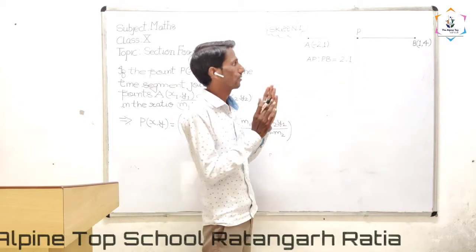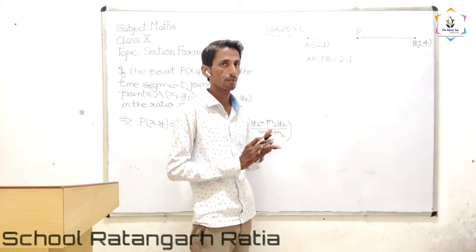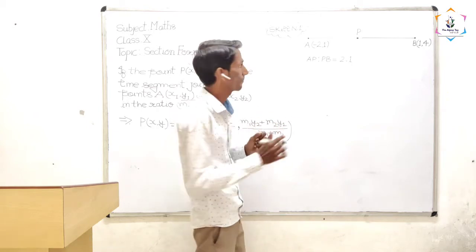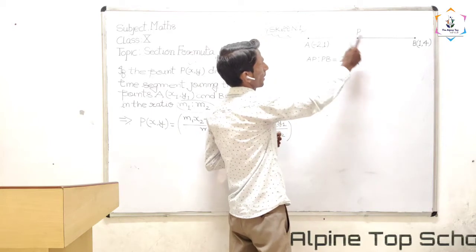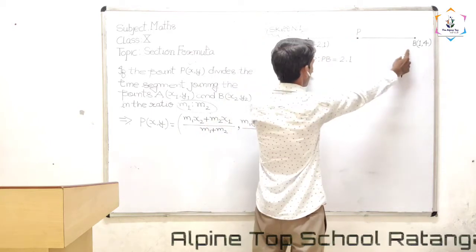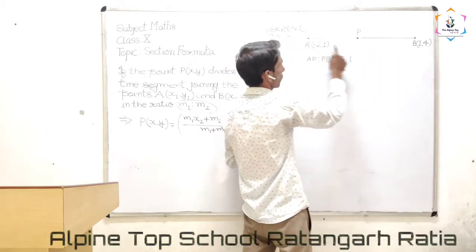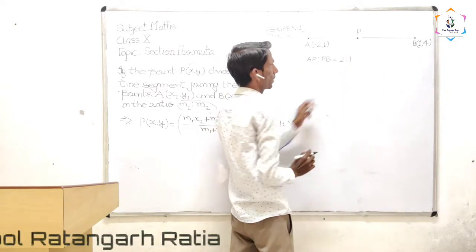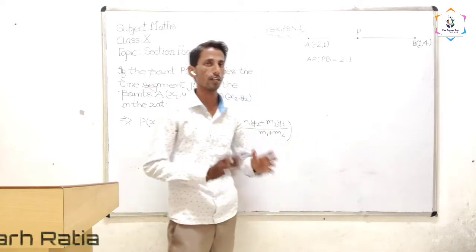Means the point which divides the line segment AB, and what are the coordinates of point P we don't know, but the point P divides the line segment AB, whose endpoints A and B we have been given, in the ratio 2:1. Find the coordinates of the point P.